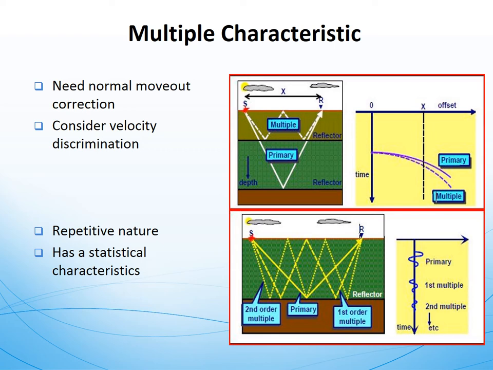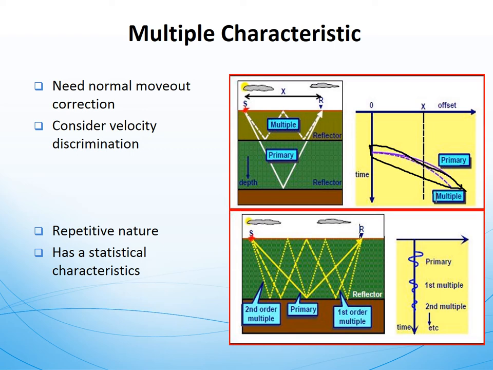In other words, you can see a considerably different normal moveout of the multiple compared to the primary. That's why we need to convert the data from CDP to CDP and offset domain. You can see it's in terms of the offset. So we can see the further away, the farther offset that we go, the slower the multiple becomes. Therefore we need a normal moveout correction, and you can consider a velocity discrimination to remove the multiple. On the other hand, it also has a repetitive nature.